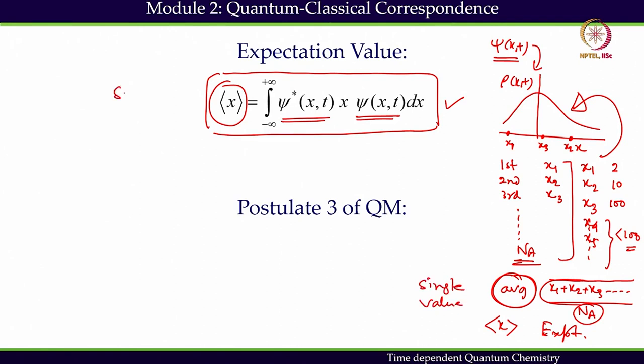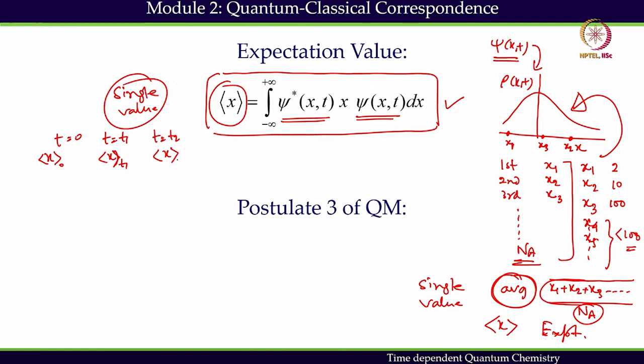Similarly, expectation value is actually a single value. So, if I have a single value at a particular time, then at t equals 0, I will get some value. At t equals t1, I will get some value. At t equals t2, I will get some value.